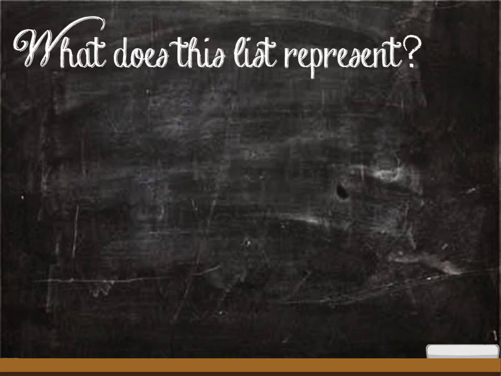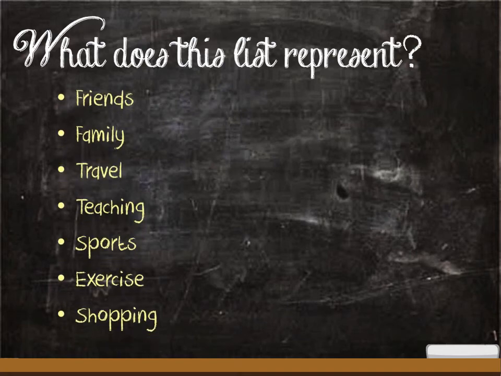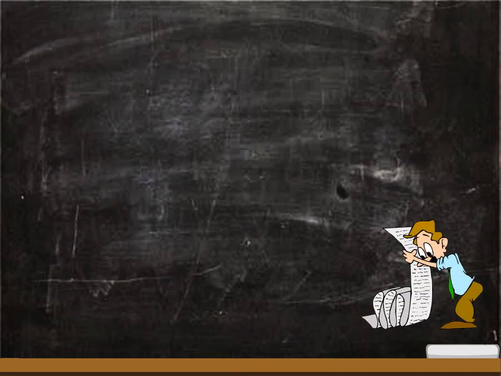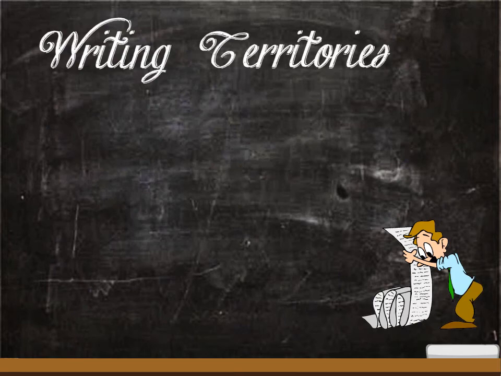What does this list represent? Friends, family, travel, teaching, sports, exercise, shopping, parents, pets, childhood friends, movies, food, gardening, favorite teachers. Yeah, you probably guessed it. These are all different categories that might be represented in your writing territories. I suspect you've got something to say about quite a few of these topics. Let's get started on your own list of writing territories.